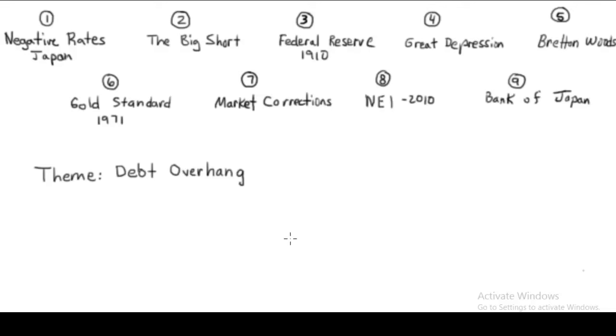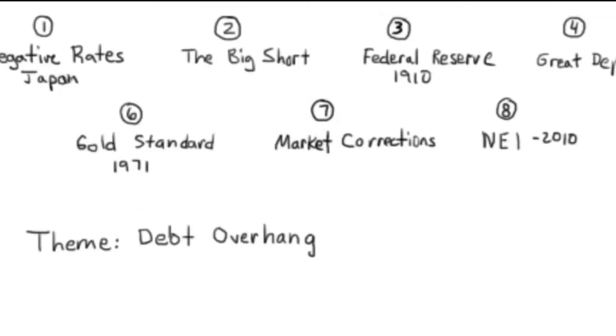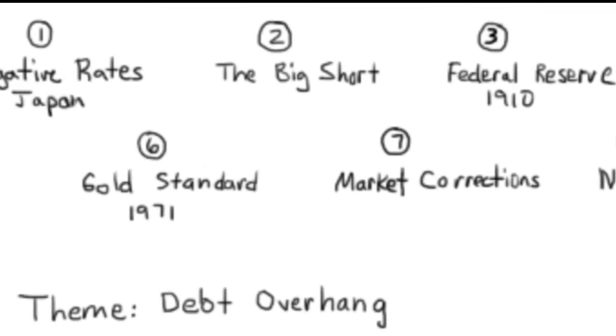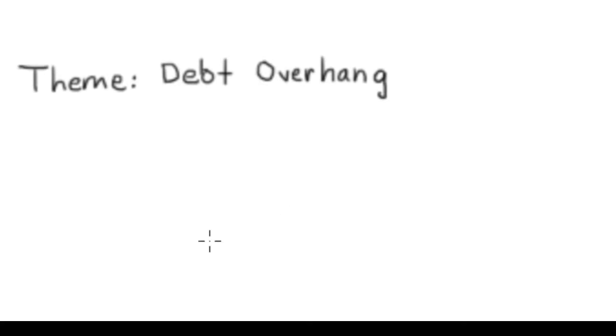Okay, welcome to video 2 of 9 in our history lesson of trying to get our arms around negative interest rates and how that's going to impact the economy and our investments. And today we're going to focus on the movie The Big Short. If you haven't seen it, I highly recommend it. The book's even better. It gets in a lot more detail that I think is interesting. And the theme that we're going to focus on in this video is debt overhang. And I think this is the best way to really understand what we mean by debt overhang and why we have to pay attention to it.